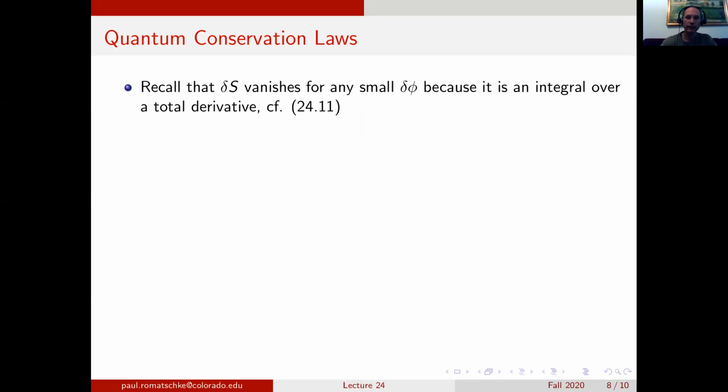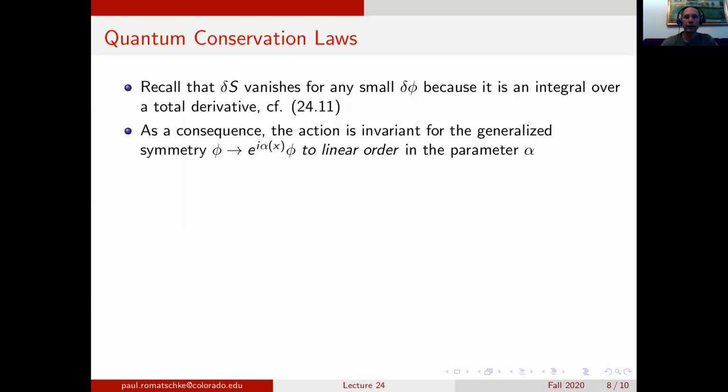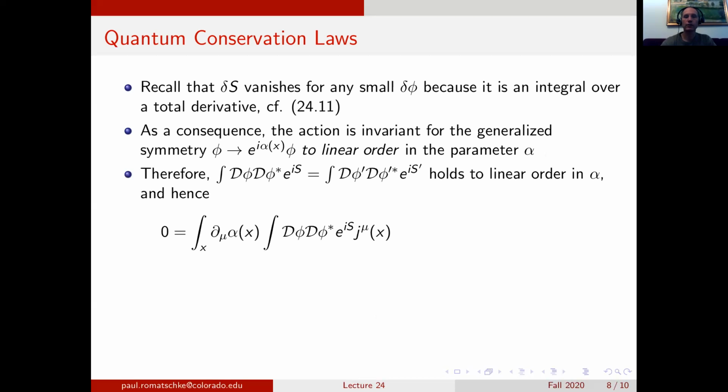Again, recalling that delta S vanishes for any small delta phi because it's an integral over a total derivative, we find that the action has to be invariant under this generalized transformation, where alpha is a local parameter, to linear order in alpha. We can't say at this point anything about higher orders, but to linear order, this is a symmetry. And we can just exploit this symmetry.